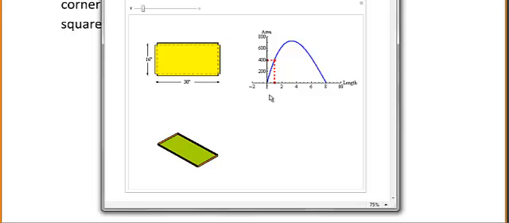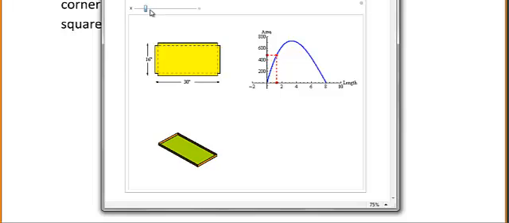So here it is. What I have here is x, where x is the side of these squares, and so I can adjust x. And then I have here a picture of the resulting box, and then the volume. This says area here. I'm sorry, I should have changed that, but it's really the volume.